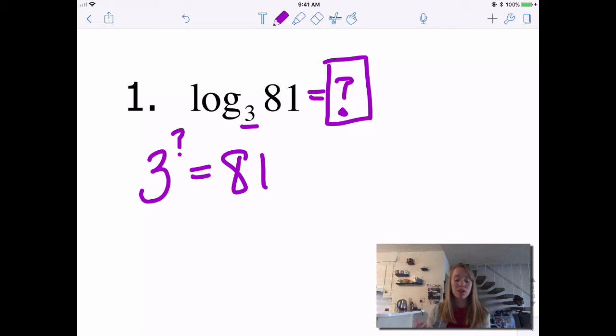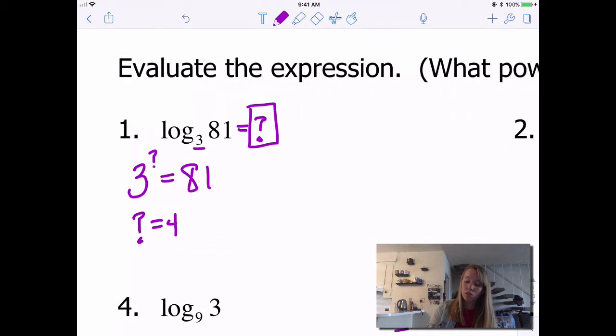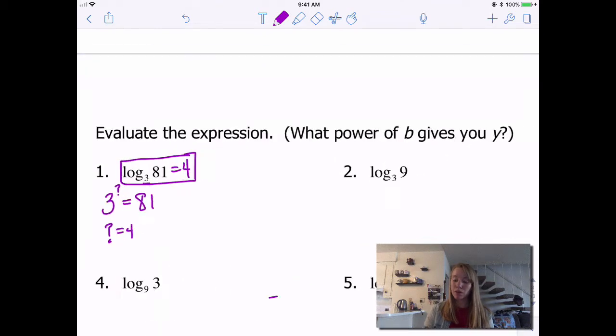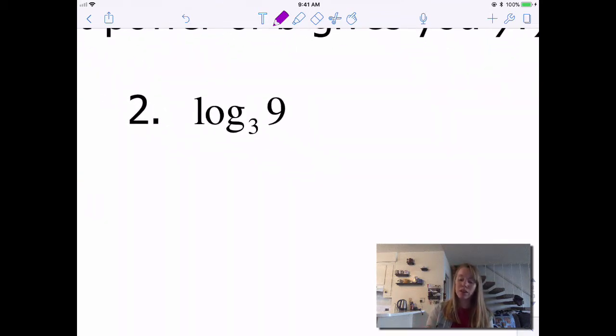I can try some stuff. 3 to the first is 3, 3 to the second is 9, 3 to the third is 27, 3 to the fourth is 81. So my question mark is equal to 4. In other words, I can write this as log base 3 of 81 equals 4. So what you're really doing is asking, what is that exponent that makes our logarithm?